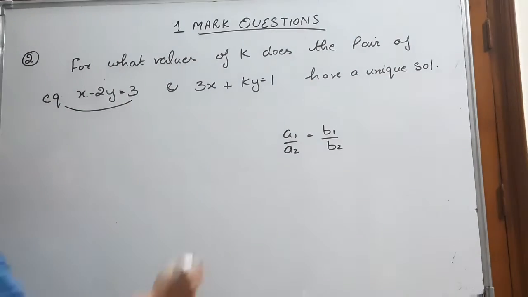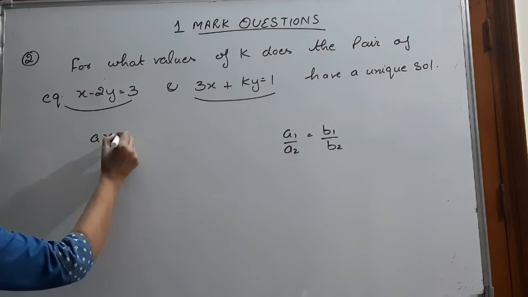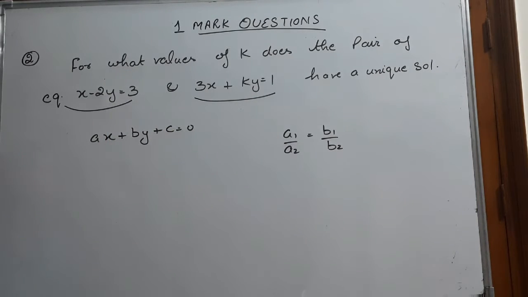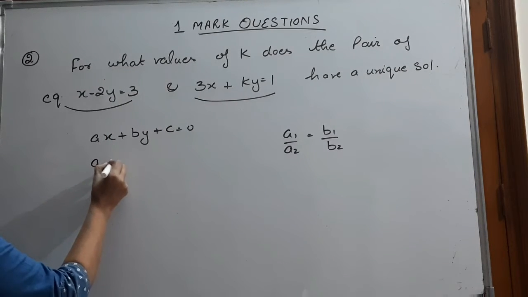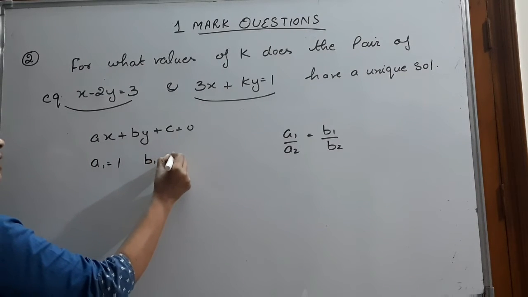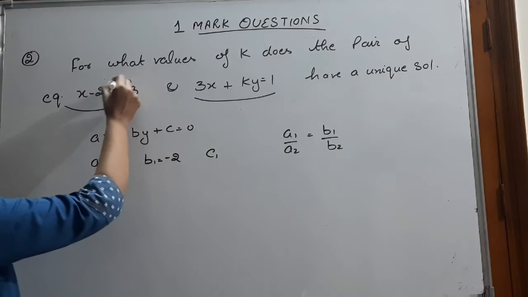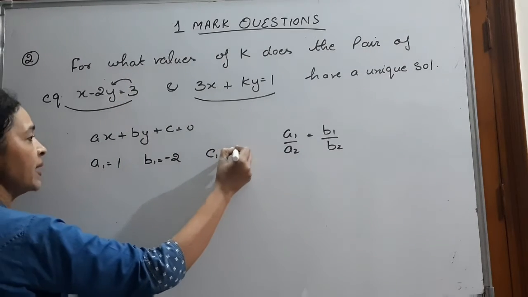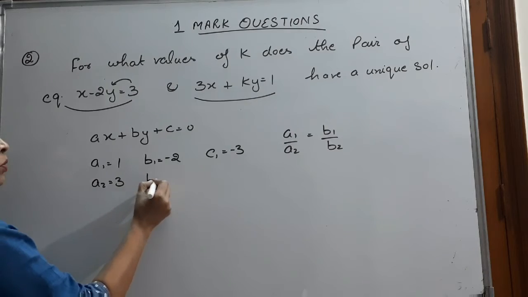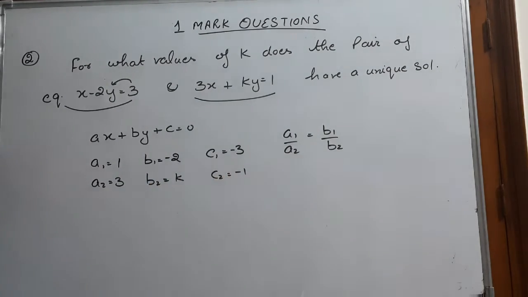We have these two equations. As per these, the general form is ax plus by plus c equals 0. As per this, what is a1? a1 is 1, the coefficient of x. What is b1? Minus 2, the coefficient of y. And what is c1? Taking this on the left hand side, c1 is minus 3. a2 is 3, b2 is k and c2 is minus 1.